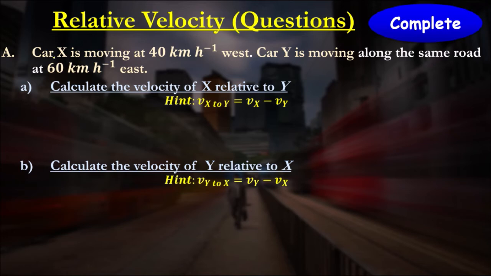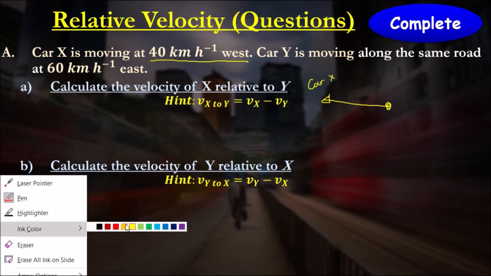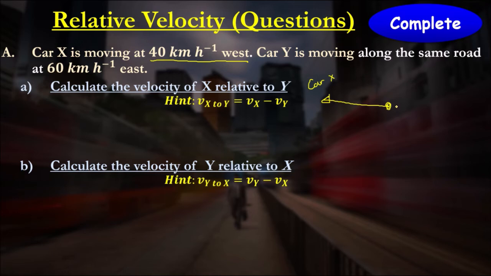Okay, so the scenario we have is car X is moving at 40 kilometers per hour west. So I can draw this vector out regardless of the question we're looking at. Car X is here, and then we have car Y. We'll try and do it in a different color so we know the difference of the arrows. Car Y is moving on the same road, but 60 kilometers per hour east. This is what we have here.